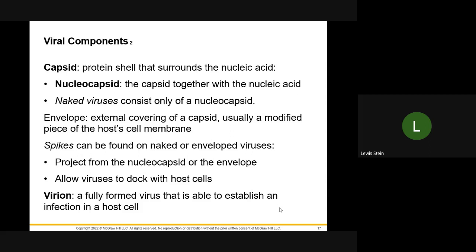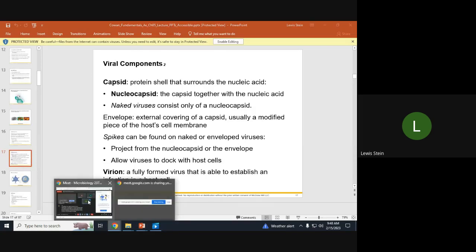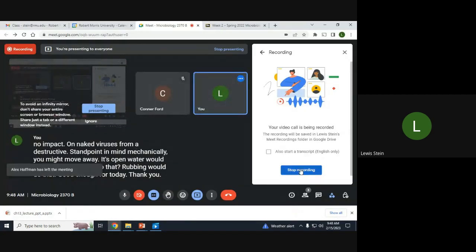Wiping something down with alcohol before you give an injection has absolutely no impact on naked viruses from a destructive standpoint. Mechanically, you might move them away, but soap and water would do that. Water would do that. Rubbing would do that. Good enough for today. Thank you. We'll stop.